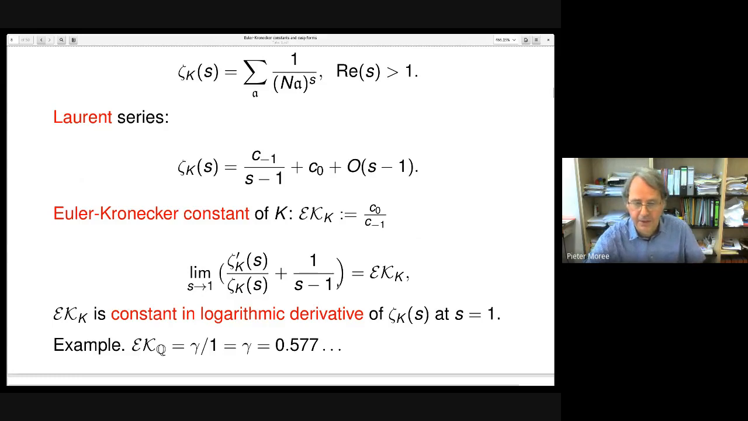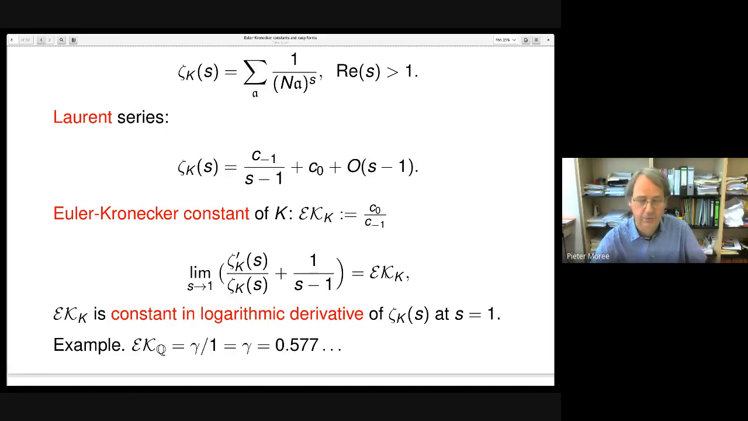You can give an interpretation of this, which is my personal definition, so to say, of the Euler-Kronecker constant. Namely, you look at the logarithmic derivative of the Dedekind zeta function. This has a polar part, and then it has a constant part. So the Euler-Kronecker constant is the constant part in the Laurent series of the logarithmic derivative of the Dedekind zeta function.